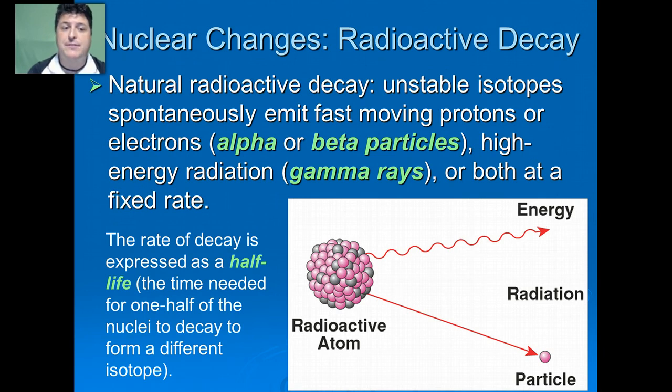Now, these nuclear changes do happen naturally. It's called radioactive decay. Here, unstable isotopes will spontaneously emit fast-moving protons called alpha particles, or electrons called beta particles, or high-energy radiation known as gamma rays at a fixed rate. This rate of decay is called half-life, or the time needed for one half of that nuclei to decay to a different form of that isotope, which is called a daughter isotope.